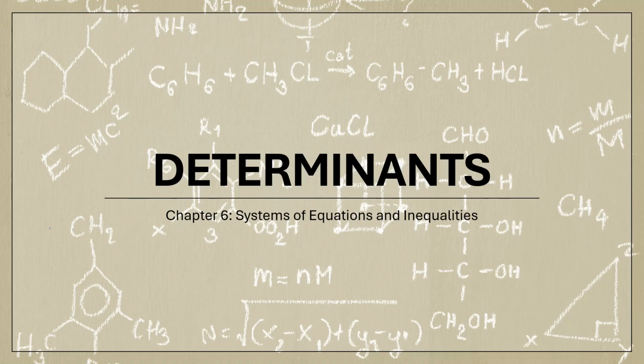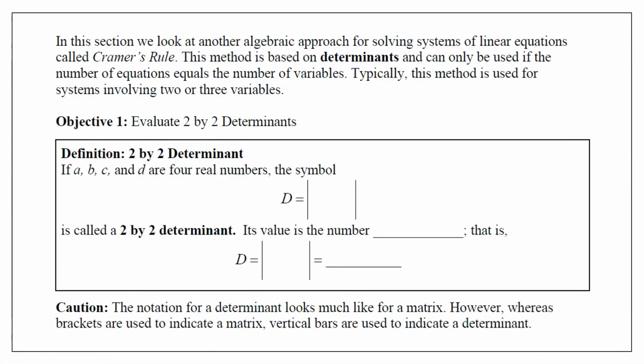Welcome to section 6.3, Determinants. In this section, we look at another algebraic approach for solving systems of linear equations called Cramer's rule. This method is based on determinants, and it can only be used if the number of equations equals the number of variables. Typically, this method is used for systems involving 2 or 3 variables.